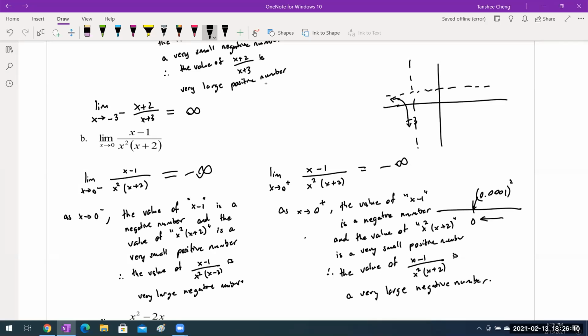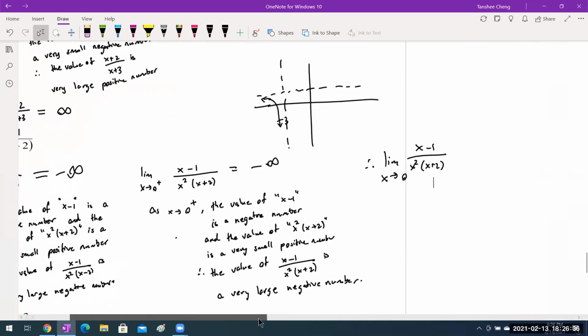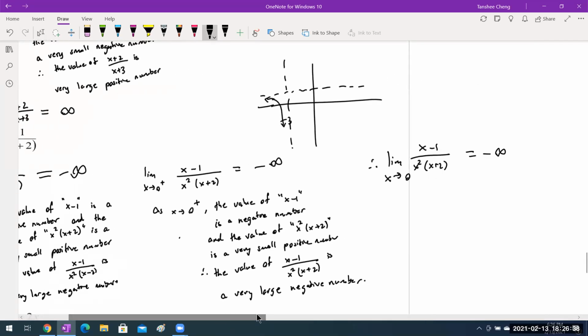Again, the limit from the left-hand side and right-hand side does not exist, but we do have the same direction. So finally, I can conclude that the limit as x approaches 0 of the function x minus 1 over x squared times x plus 2 has a direction. The limit does not exist, but it has a direction, which is what? Going to negative infinity, and that will be my final answer.